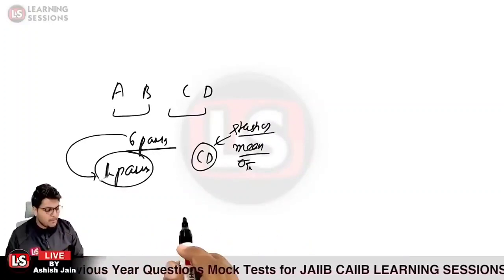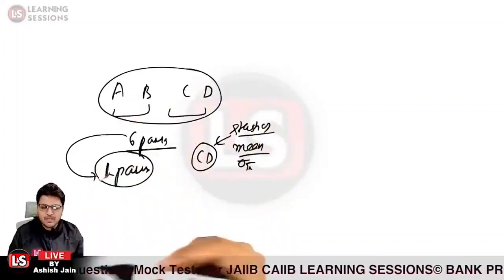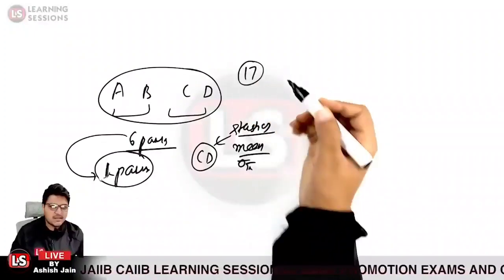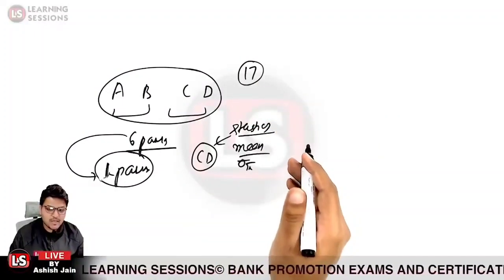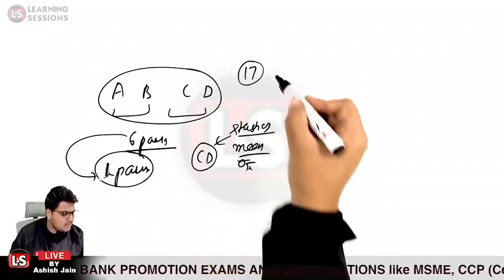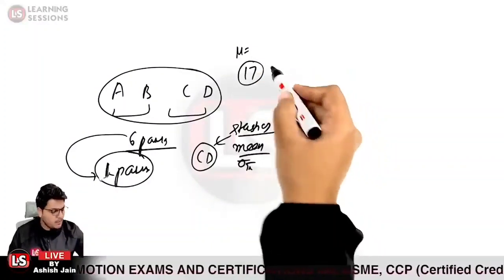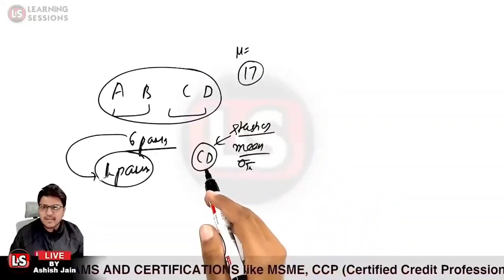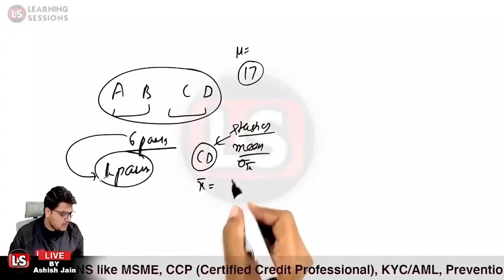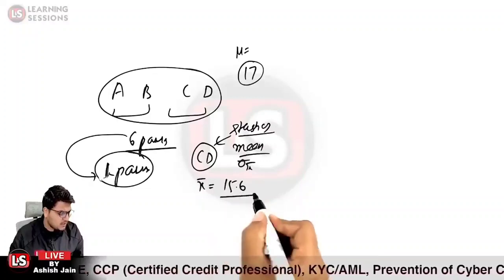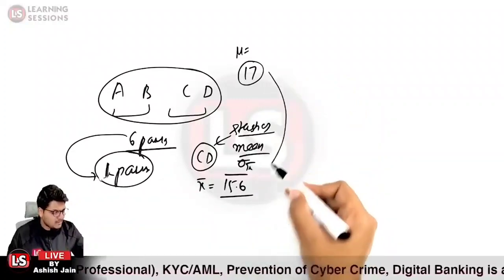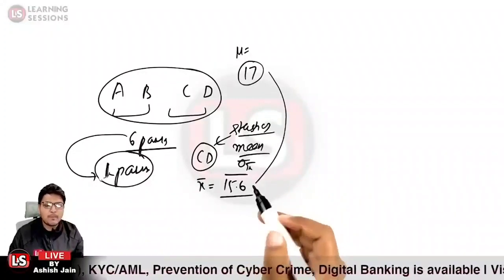If the mean of the population was 17, let us take the case that the population mean mu comes out to be 17, and further when we selected the sample out of it, the mean x bar comes out to be, let us take the case, 15.6. Now it is somewhat different from the population parameters. The statistics are different from the population parameters.